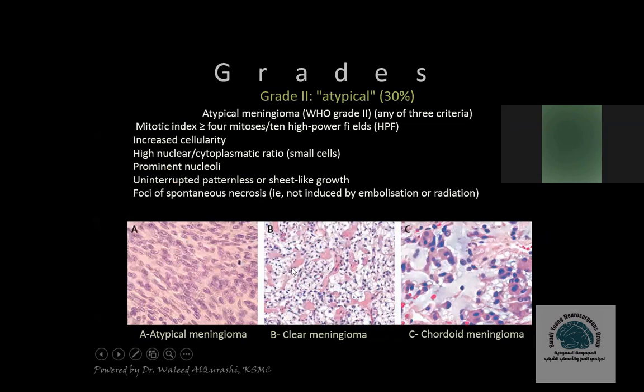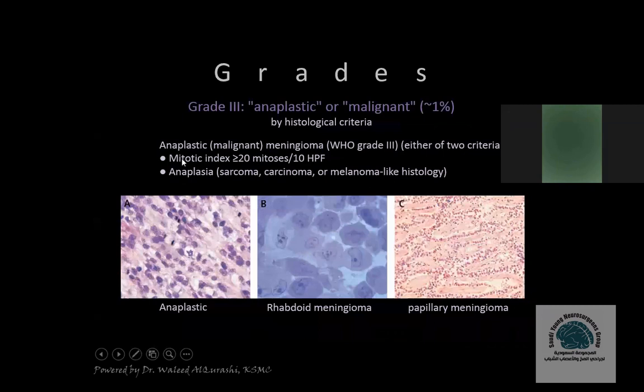Atypical, clear cell, and chordoid. And this is grade 3 meningioma, which is known as anaplastic or malignant. The mitotic index is greater than or equal to 20 mitoses per 10 high power fields, and it has a histological pattern of anaplasia, like melanoma, carcinoma, and sarcoma histology. It includes anaplastic, rhabdoid, and papillary.